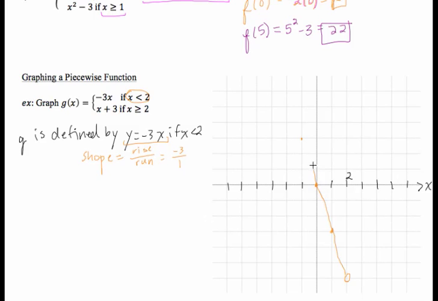That's supposed to be a straight line. Really hard to draw on this thing. So that is y equals negative 3x there. But we only drew it for x values, as you can see, that are strictly less than 2, because that's where it's defined.